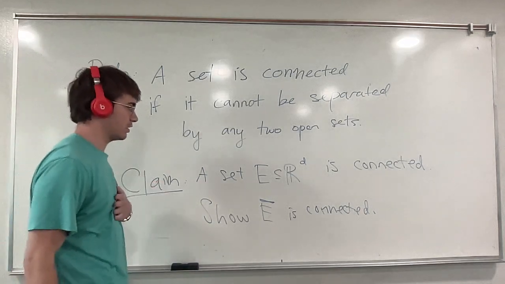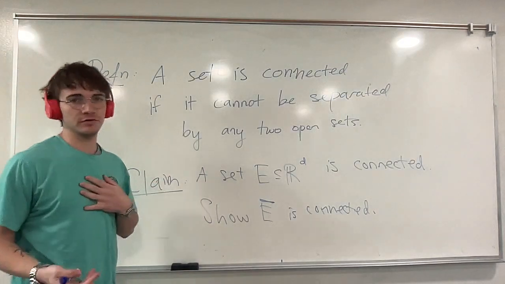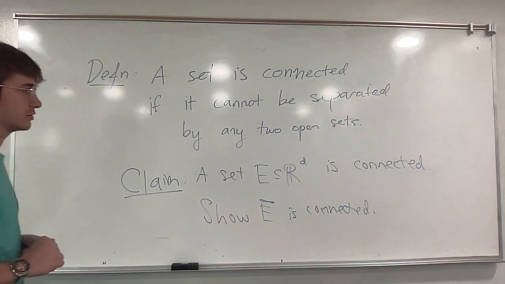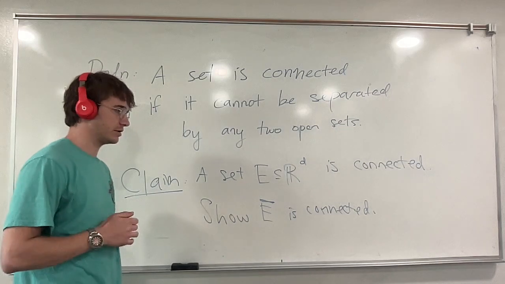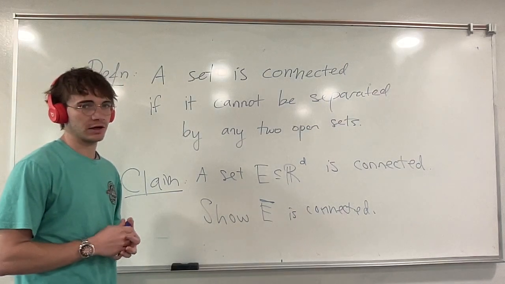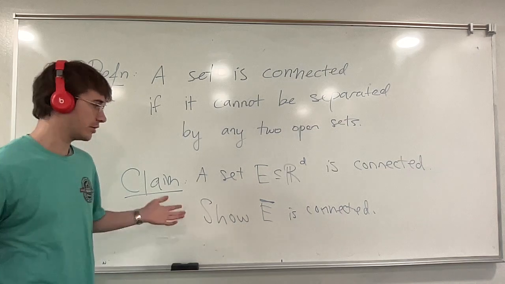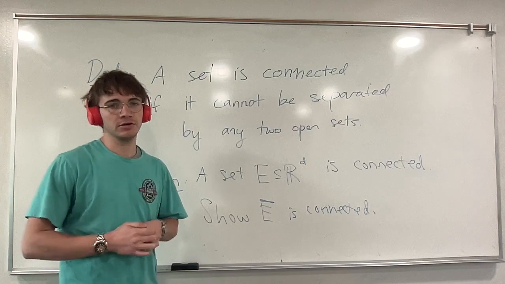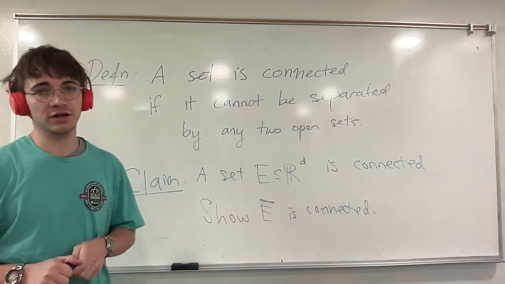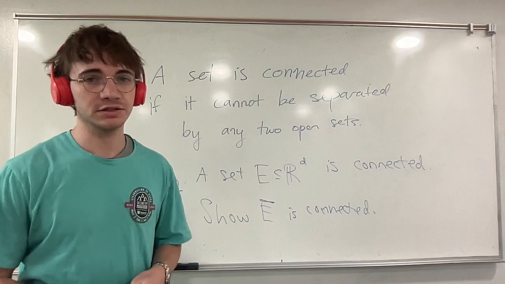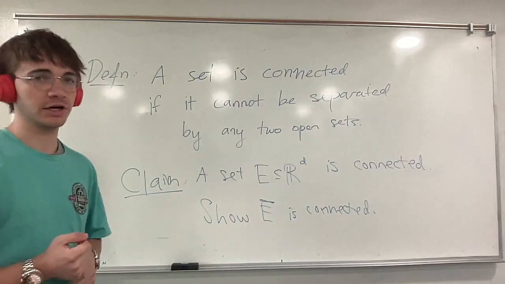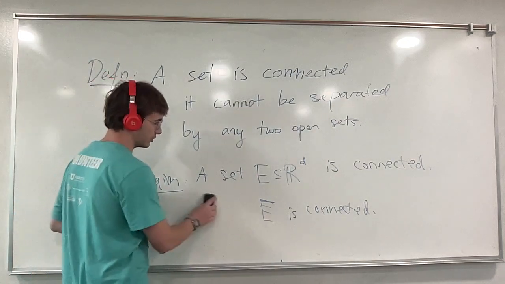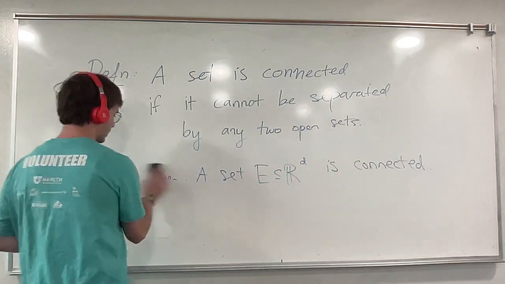So to prove this, I want to use this definition of a set being separable by two open sets. And so the clearest way to get into that definition is by a proof by contradiction, right? If I suppose first that E is connected and E closure is disconnected, I can use the definition of disconnected, which is that I can find two open sets that separate E closure. And then I can try to derive a contradiction from there. Okay, so that's going to be basically our proof strategy.